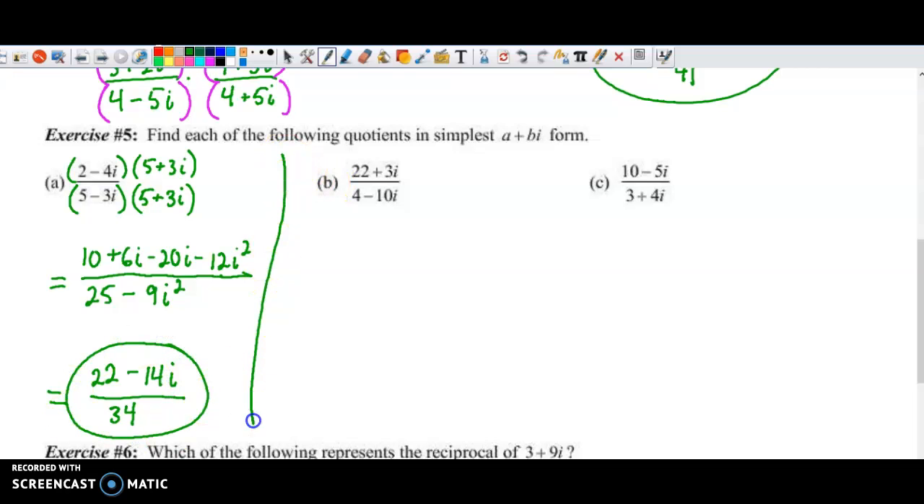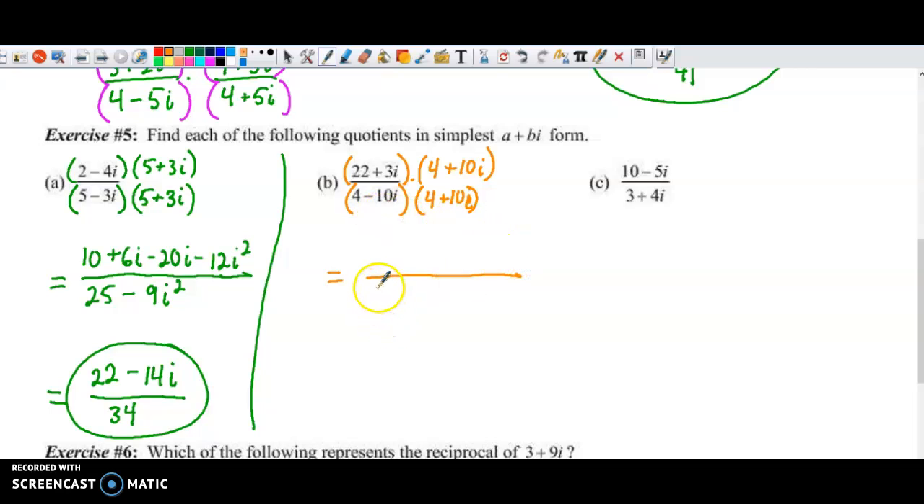So maybe I'll just explain a little bit more. Look at the denominator. What's its conjugate? 4 plus 10i. So you have to multiply the top by the same thing, 4 plus 10i. And that's okay, because what I'm really doing is multiplying this thing by 1, and I'm not changing the value of it.